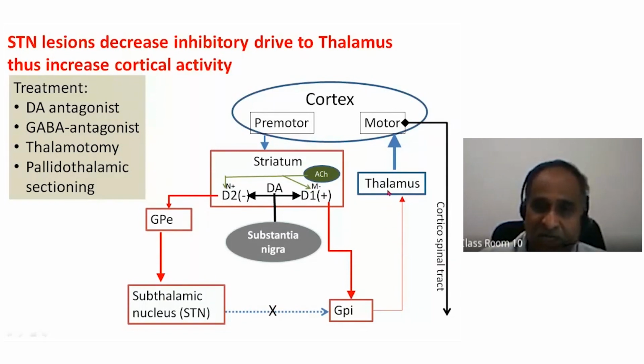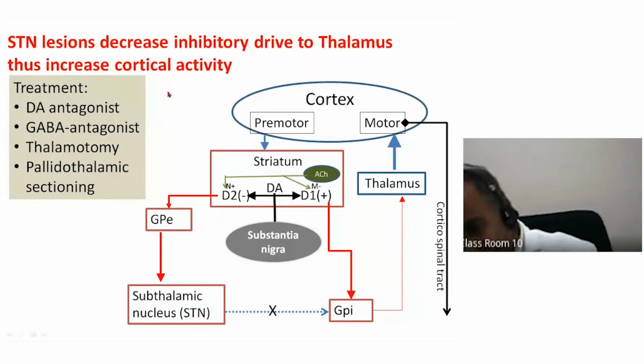So the thalamus becomes uninhibited. The best thing is, people have tried the destruction of the ventral anterior nucleus of the thalamus, thalamotomy. Or the best way is to cut this path. Cutting this path is the most ideal. So that means that would be diminished. But they are all experimental. Maybe some of them, DA antagonists and GABA antagonists, have been tried.